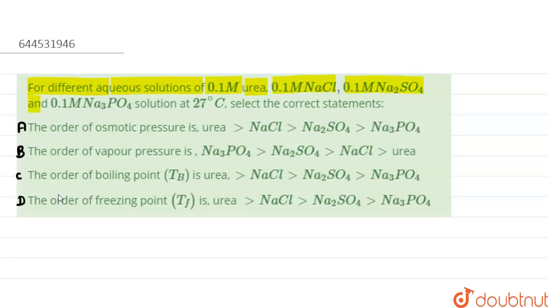The question is, for different aqueous solutions of 0.1 M urea, 0.1 molar NaCl, 0.1 molar sodium sulfate, and 0.1 molar sodium phosphate solution at 27 degrees Celsius, consider the correct statements. So we need to identify the orders of osmotic pressure, vapor pressure, boiling point, and freezing point.